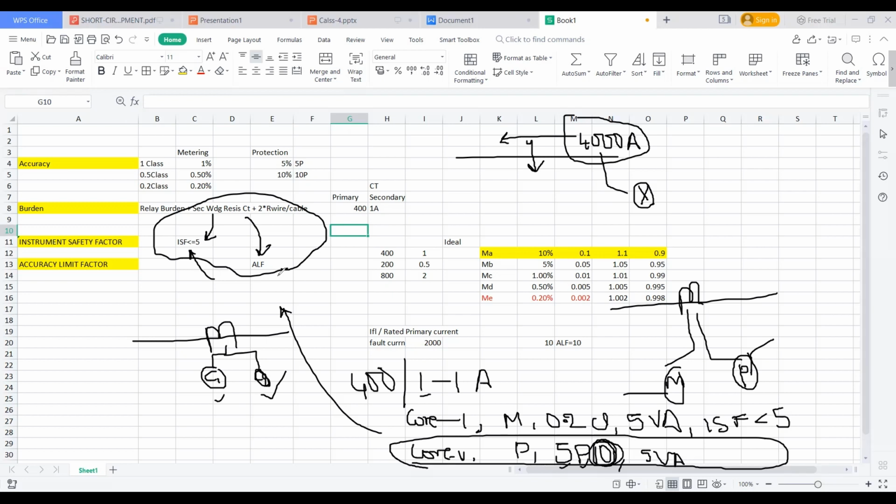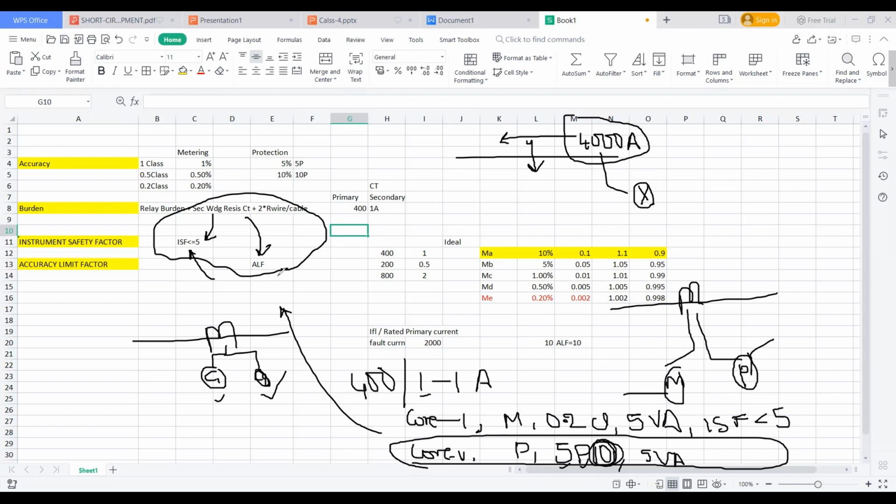So if the X by R ratio is high near the generators, the DC component will be high, and the time decay of the DC component is low. So this may lead the CT core into saturation. That is also one condition we take care of when we feel there is a chance of a DC component in the system. So that design check is required if you are sizing the CTs for the generators, mostly near the generators.